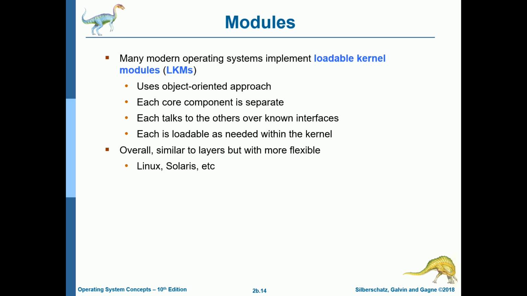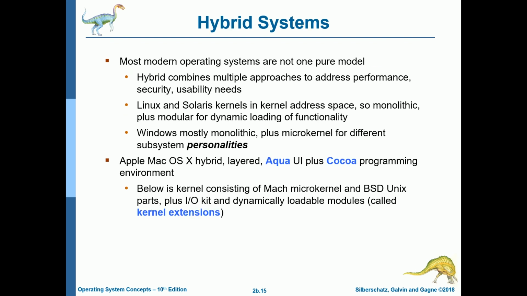Linux, for instance, uses loadable kernel modules primarily for supporting device drivers and file systems. Now, in practice, very few operating systems adopt a single strictly defined structure. Instead, they combine different structures, resulting in a hybrid system that addresses performance, security, and usability issues.